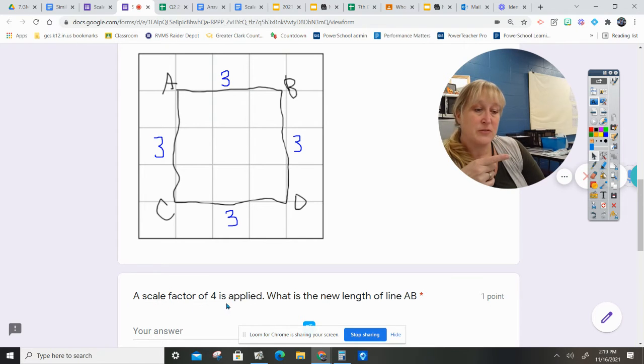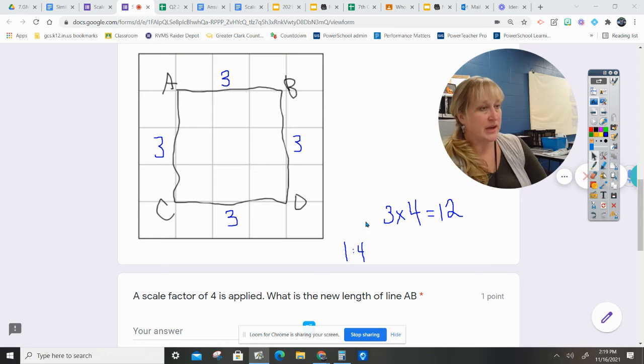A scale factor of 4 is applied. What is the new length of line AB? A scale factor of 4 means it's a 1 to 4 ratio. So this is my small square, and my small square is going to get bigger by 4. I'm going to take that 3, and it's going to get 4 times bigger. That means it will take up 12 spaces.